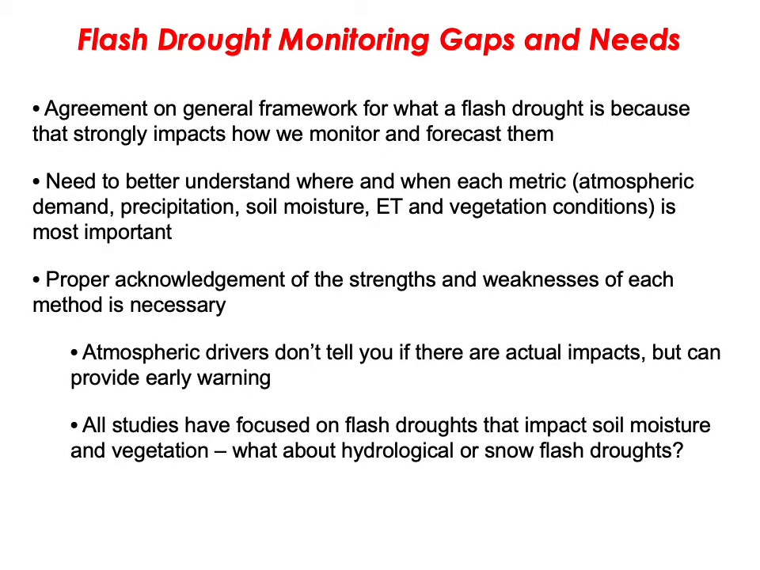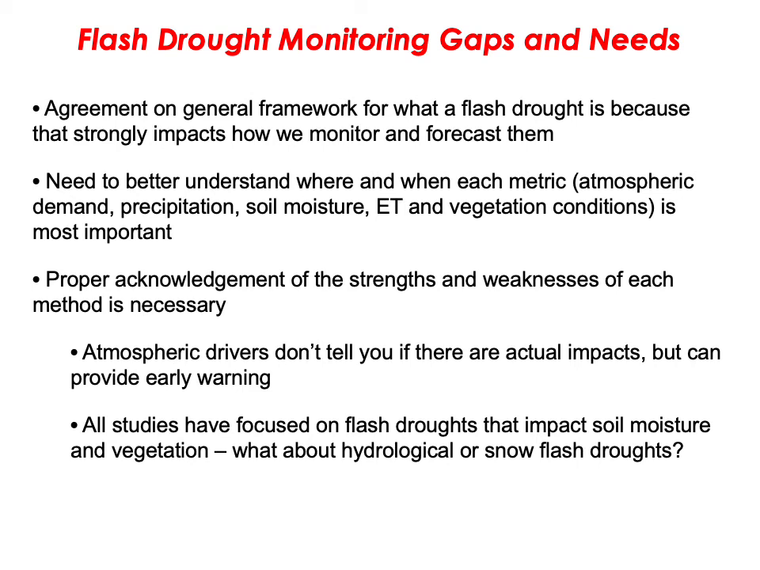Now, regardless of which data sets are used to monitor flash drought, a key thing is that we need to agree on a general framework for what flash drought is because how we define it impacts how we monitor and forecast them. We also need to better understand where and when each metric is most useful for depicting flash drought. Again, the emphasis here is that we need to use more than one data set to monitor flash drought, but to use them effectively, we also need to know when and where they work best. Now, this takes an honest appraisal of their strengths and weaknesses because there is no single data set that can capture all aspects of flash drought.